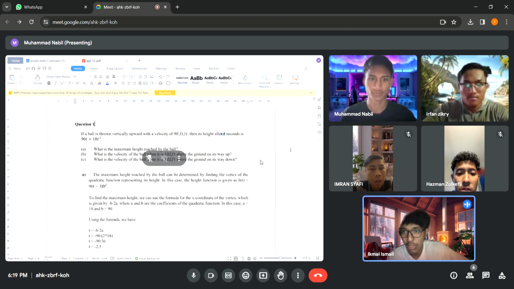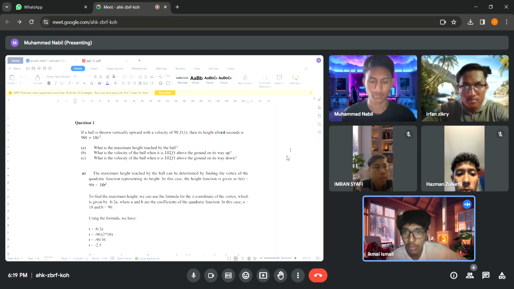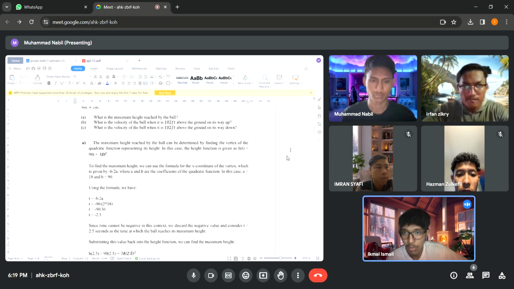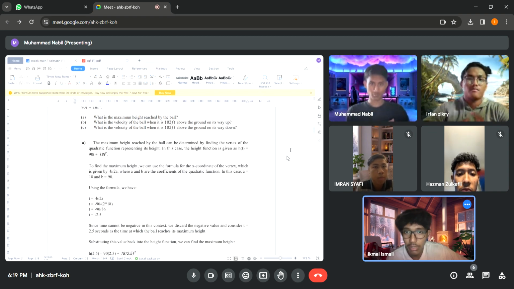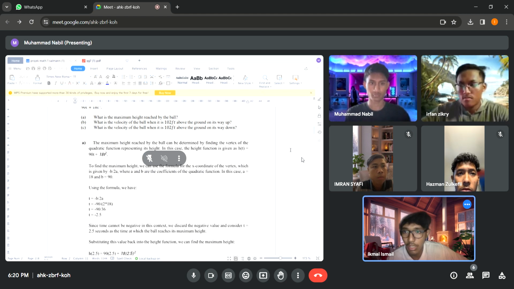Okay, so the question is, if a ball is thrown vertically upward with a velocity of 90 feet per second, then its height after t seconds is 90t plus 18t squared. So question A is, what is the maximum height reached by the ball? The maximum height can be determined by finding the vertex of the quadratic function representing its height. In this case, the height function is given as h(t) equals 90t plus 18t squared.